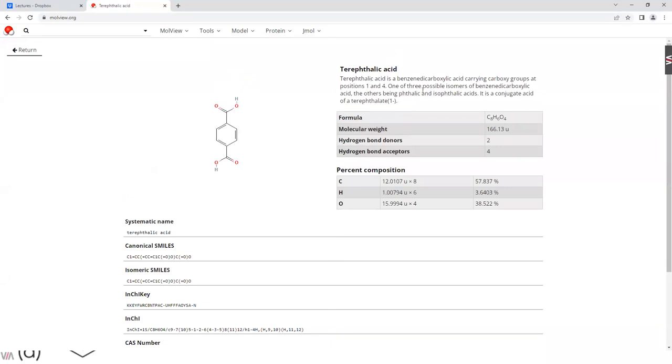So it does give us terephthalic acid. And it says terephthalic acid is a benzene dicarboxylic acid. So right there in the Wikipedia definition. It is one of three possible isomers, the others being phthalic acid and isophthalic acid. I believe isophthalic acid is the meta version, and phthalic acid is when they're ortho.